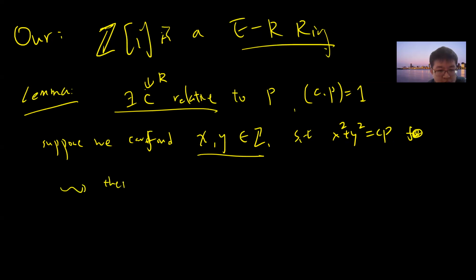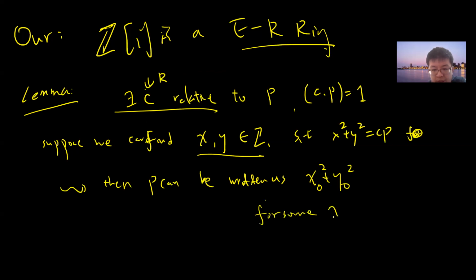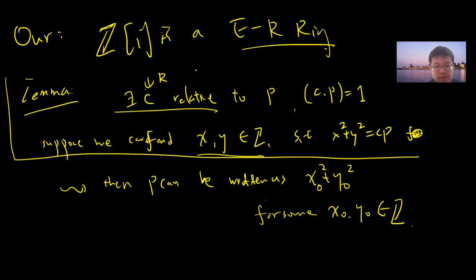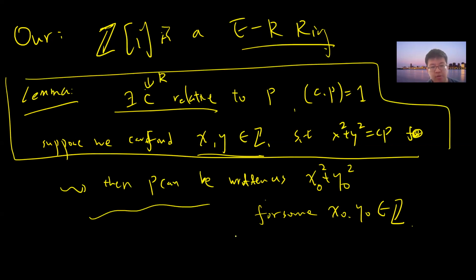Then p can be written as x0 squared plus y0 squared for some integers x0, y0. So what I'm saying is that if you have this hypothesis, then your prime number p can be written as the sum of two squares. Okay, and let's prove it.